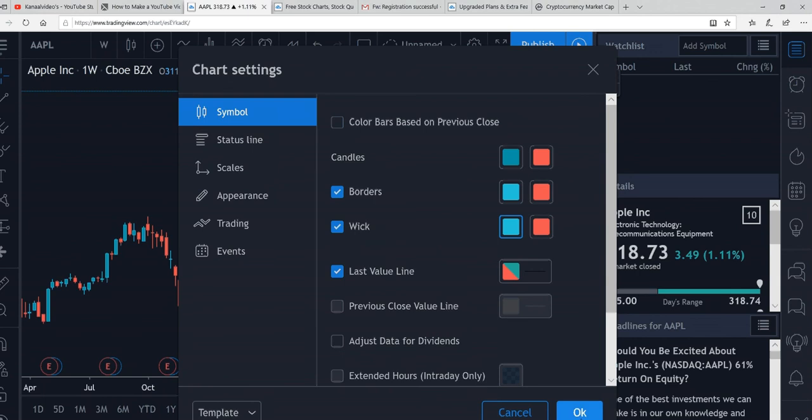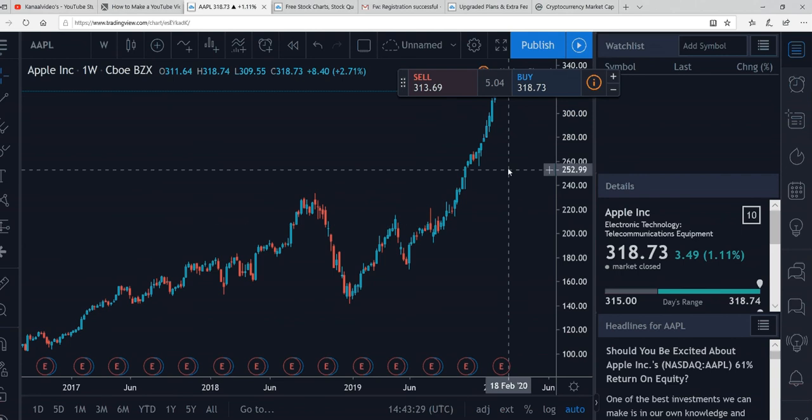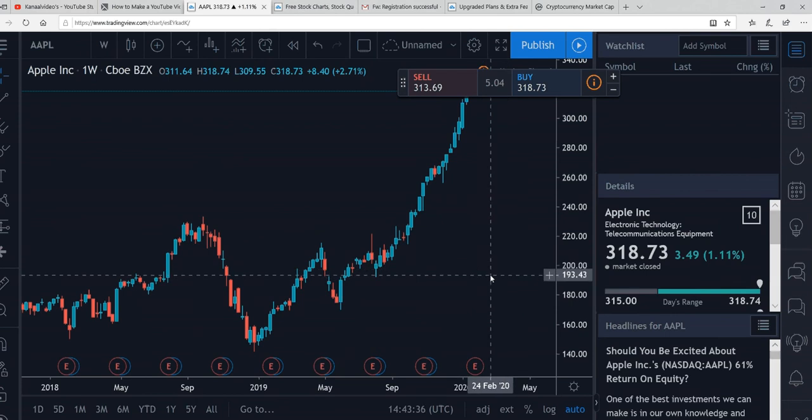Okay, now we press OK. At least we have the candles in a nice color, so it's easy to see. Well, at the moment we are looking at Apple. Apple is going quite parabolic, as you can see.